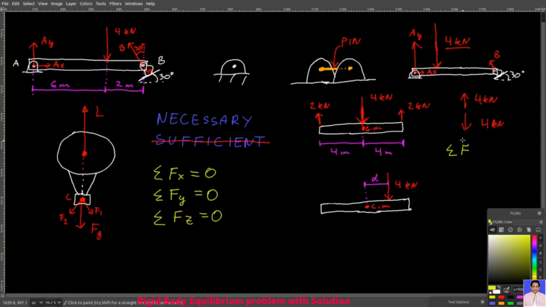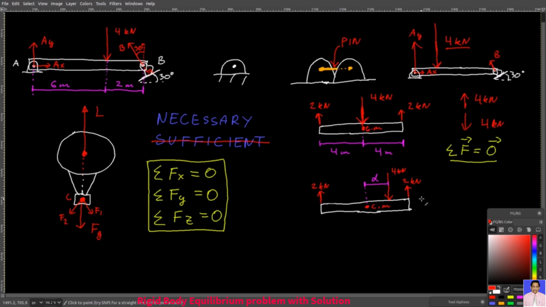And so the sum of all the force vectors would be a zero vector. And this is just a compact way to write all this here. But now, if we place this 4 kilonewton downward force d meters away from the center of mass, and I still have 2 kilonewtons here and 2 kilonewtons here, then this force condition is still met. All the forces will cancel each other out. That's why the center of mass will not accelerate anywhere.